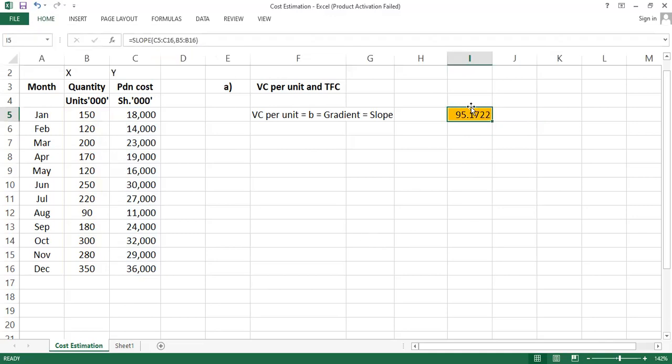We get 95.17. So that's how very simply, how very directly, based on the function straight away, we can compute the value of B. So is there any question on how we get that? Any question?